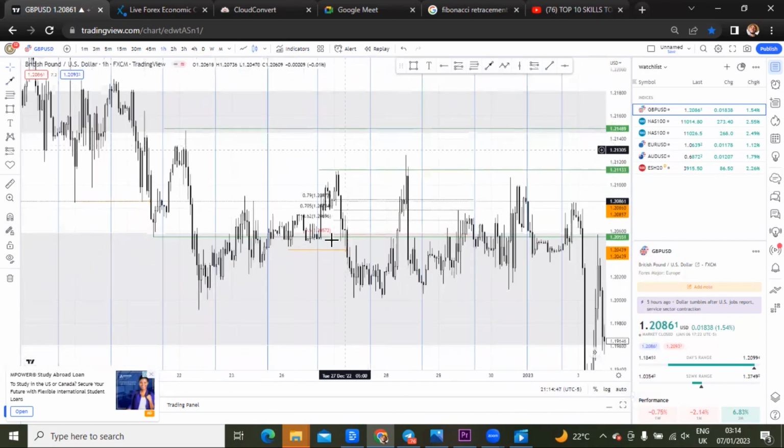So when I drew this, I drew my fib from this high to this low. This is the red line right here. And that was the equilibrium. And you see price went higher as usual. Price went higher and tapped into this area, and I was patient. When did this play out?